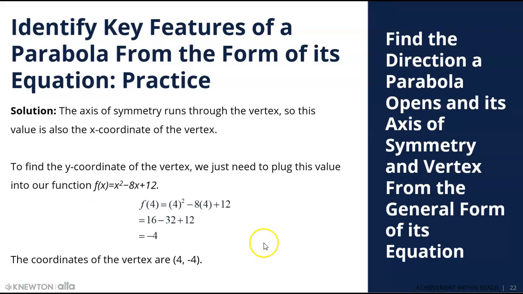To do that, we just need to plug in this value to our function f of x equal to x squared minus 8x plus 12. So we will replace x by 4, that is the x-coordinate of your vertex. So we have 4 squared, that is your x squared, negative 8 times 4 plus 12. Simplifying that will give us negative 4. Therefore, the coordinates of the vertex of the parabola are (4, -4).